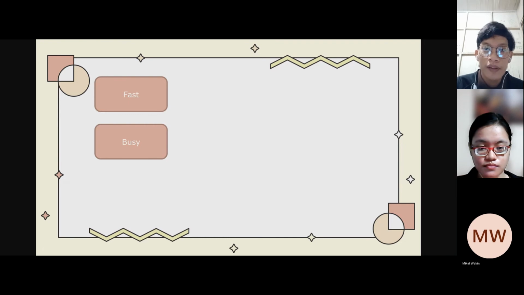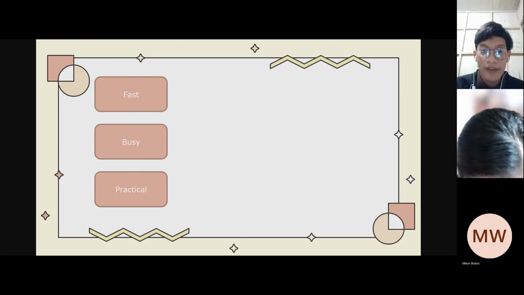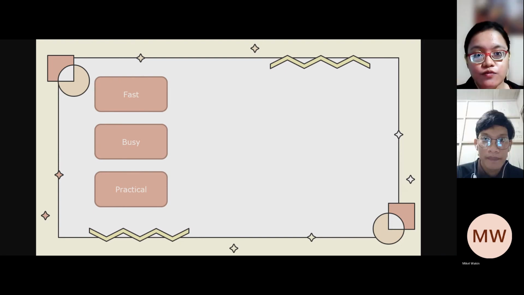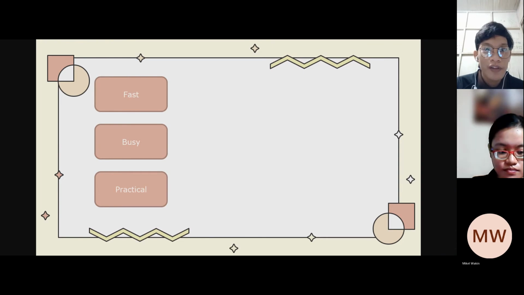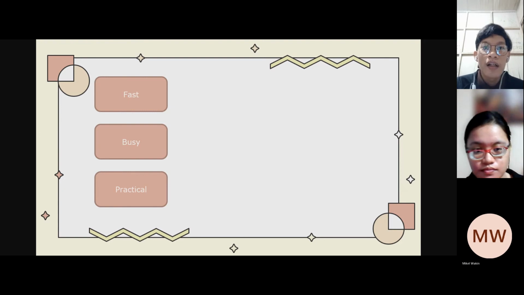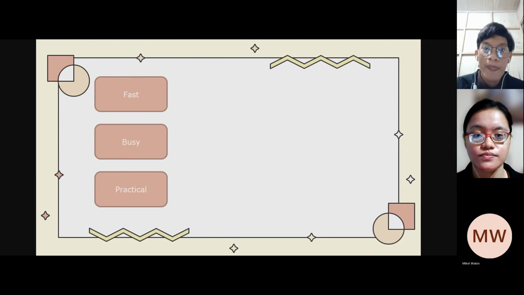Okay, let's now proceed to our third example. We have here the word practical. What do you think its comparative form, Miss Salget? I think the comparative form, sir, of practical is more practical. Yes, that is correct as well, because there is no such word as practicaler or practicalier. So therefore, we need to add the word more before the adjective.